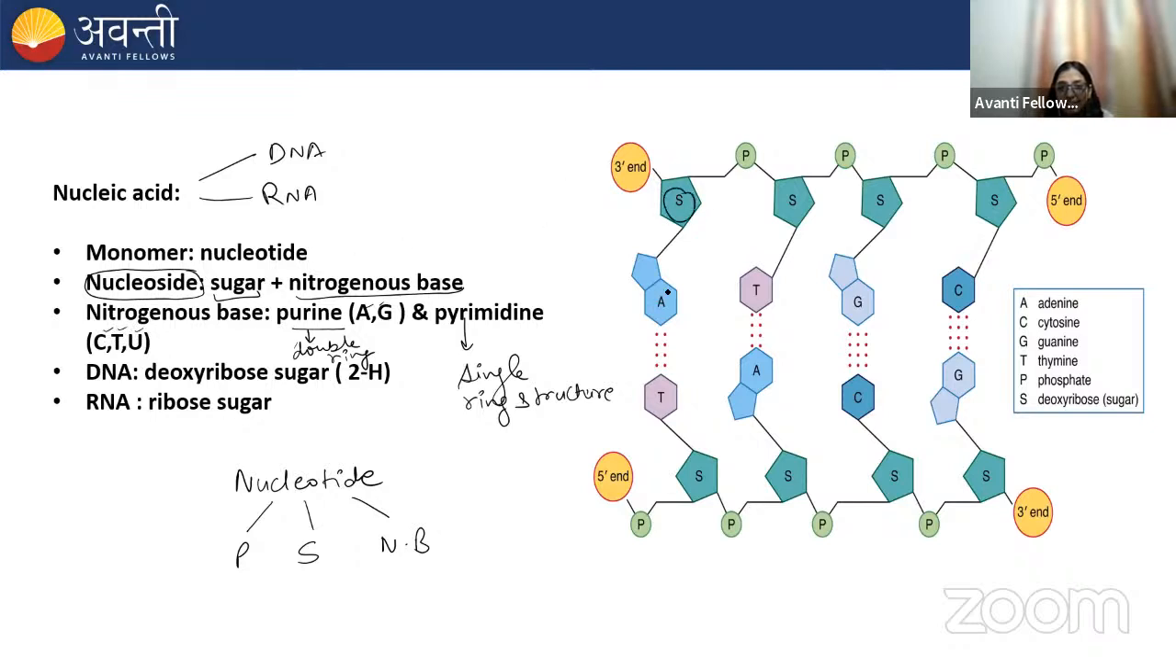This is a sugar. These are the nitrogenous bases, where adenine is paired with thymine by two hydrogen bonds, and guanine is paired with cytosine by three hydrogen bonds. So the nitrogenous bases are connected to each other by hydrogen bonds. And the bond between the sugar and the nitrogenous base is the glycosidic bond.